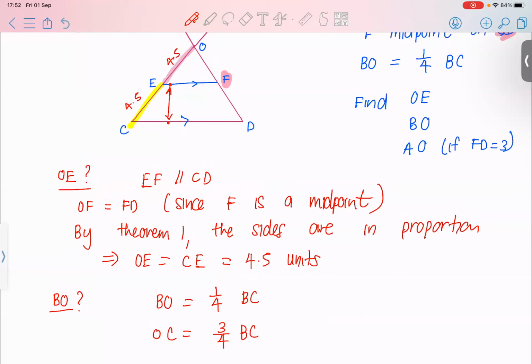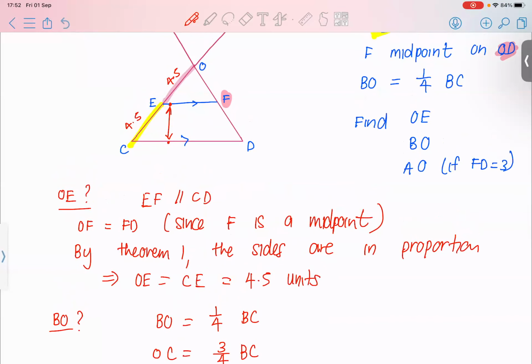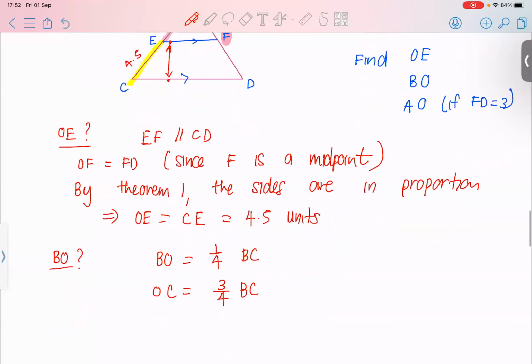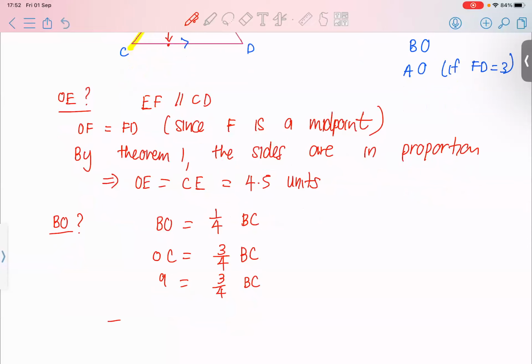3/4 BC. And I know what OC equals, right? Because OC is 4.5 plus 4.5. Are we all following that? Right? So this is 9 equals 3/4 BC. And that tells me that I can now solve for BC. What do you get for BC when you solve for it?